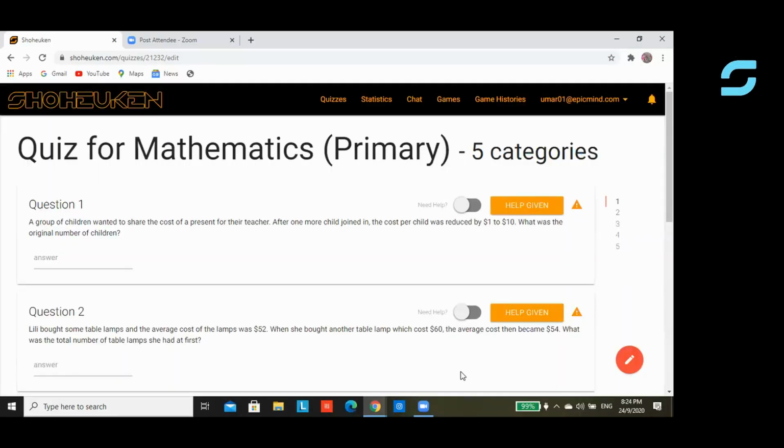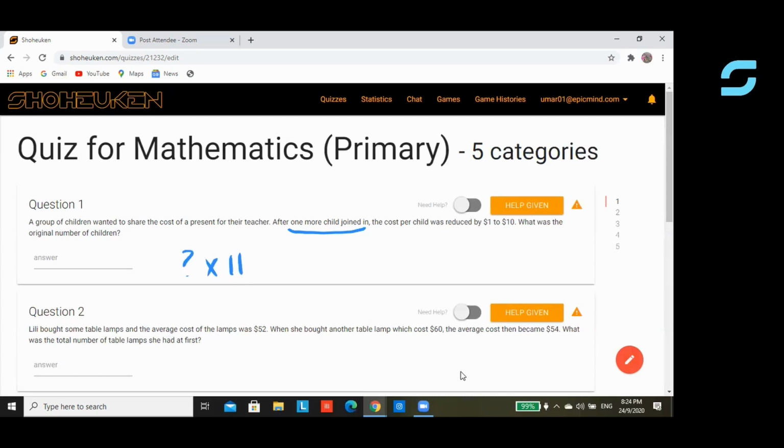Okay, this is external change. So it's called change in average external because this child is not part of the group. At first, everybody contributes $11, right? But we do not know how many kids are there. We just know they contribute $11.